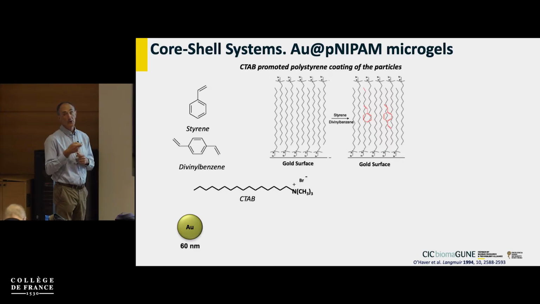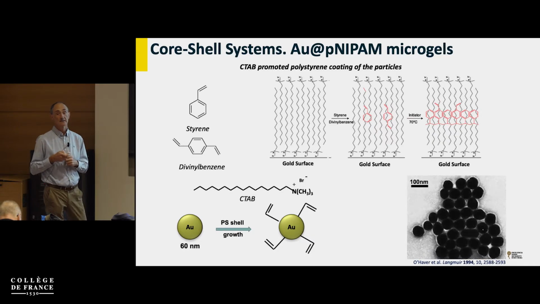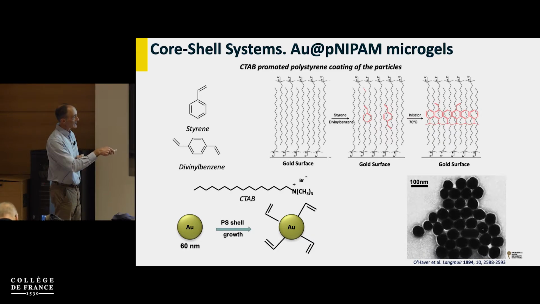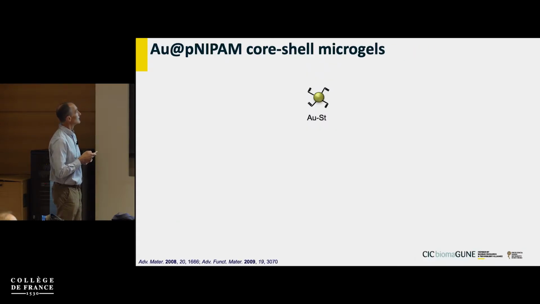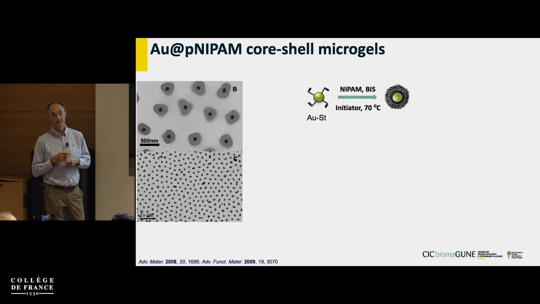And then you can promote reactions and polymerization directly at this interface, and then obtain very well-defined polymer coronas on top of the metallic particles. And once you have polystyrene there, then you can use this as a suitable nuclei to promote the polymerization of poly-NIPAM, and then you obtain particles like this, okay?